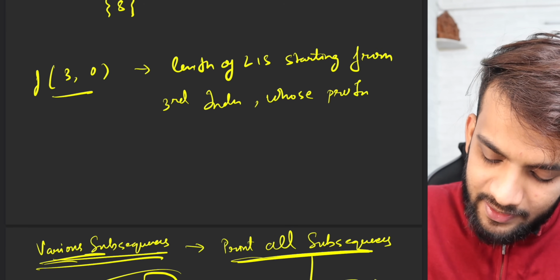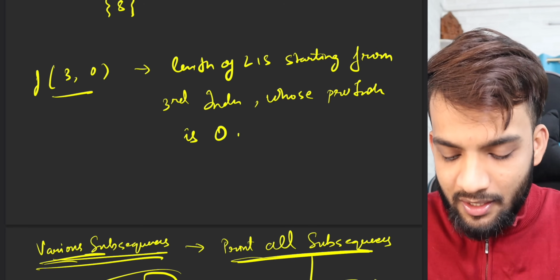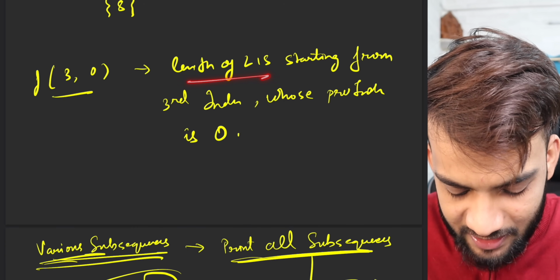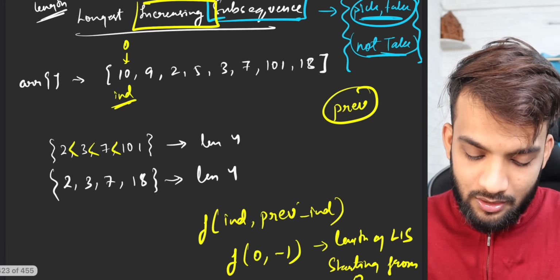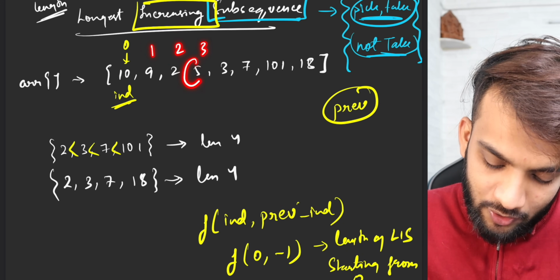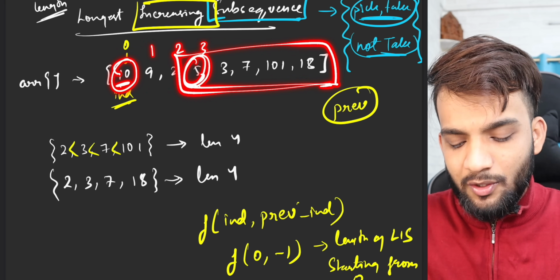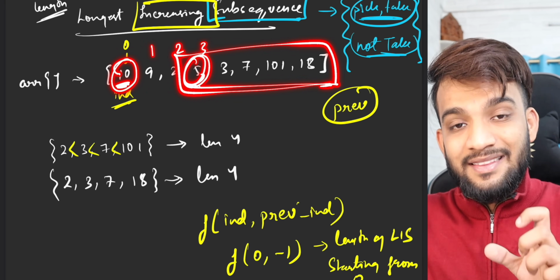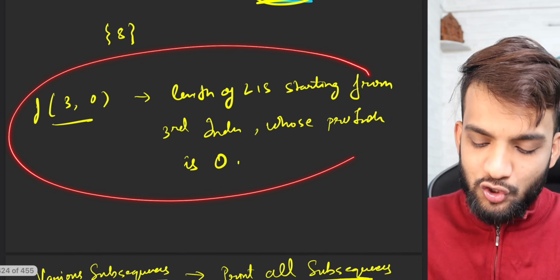whose previous index is 0. Let's understand this. Length of the LIS starting from the third index whose previous index is 0, which means 1, 2, 3. If you're here, the previous index is 0. What is the longest length you can get if the previous is 10? That is what it means. Make sense? That is the definition of the function.